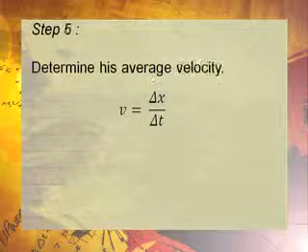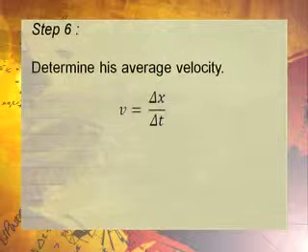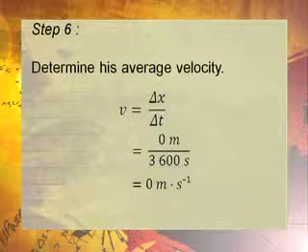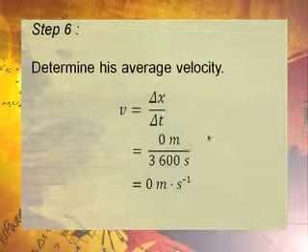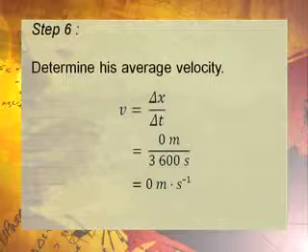Now we get to step 6, and this is determining his average velocity. Now we know that v equals delta x, which is the change in displacement, over delta t, which is the change in time. And when we substitute our values into this, we get 0 meters over 3,600 seconds. And this gives us an average velocity of 0 meters per second.